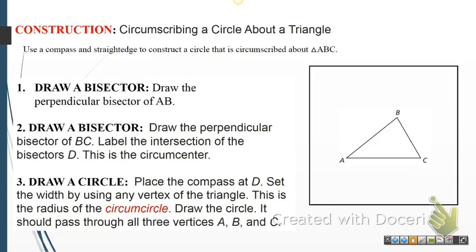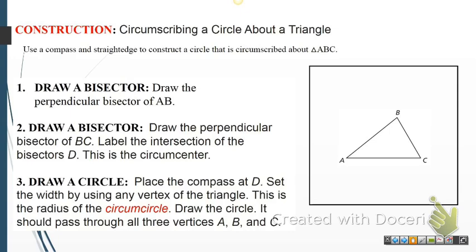So we're going to take a look at a construction where we can actually draw a circle around a triangle. So we're going to circumscribe a circle or draw the circle around the triangle. We should know from the theorem that we just looked at that the center of that circle will be the place where the perpendicular bisectors meet. So if we can just find the intersection point of two perpendicular bisectors, that will be the center of our circle. So we're going to start by drawing the bisector of side AB.